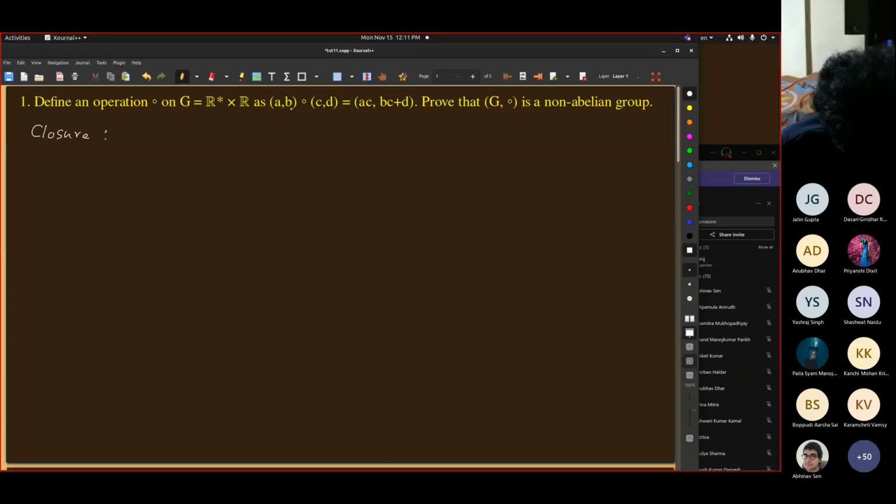B and D are real numbers, and C is also a real number, non-zero, but we do not require BC plus D to be non-zero. So this is clear. The only thing I have to ensure is that this first component never becomes equal to 0. Then the next one, associativity.